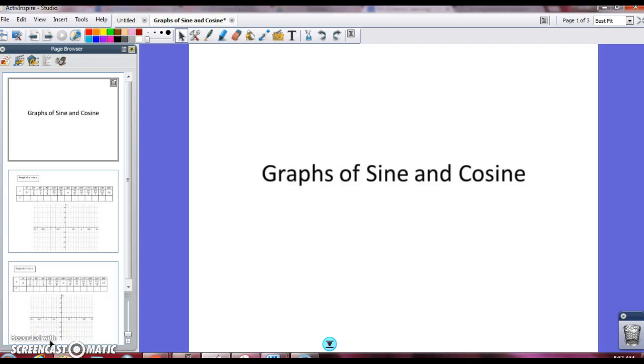Hey everyone, today we are starting a new unit on graphs of all of our different trig functions. I don't want to say we're starting all over, but we're looking at our trig functions in a totally different way, because now we're going to be graphing them and doing different things with those graphs. So today we're going to talk about the most basic form of the sine graph and the cosine graph.